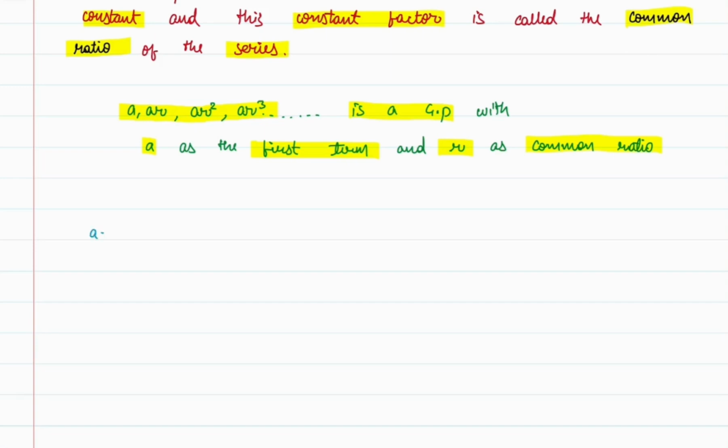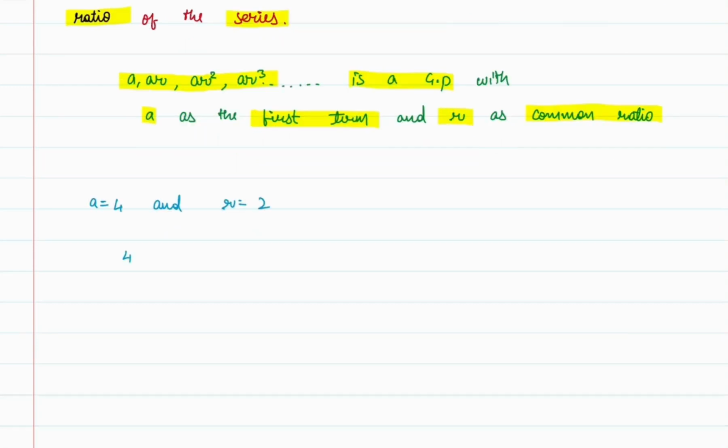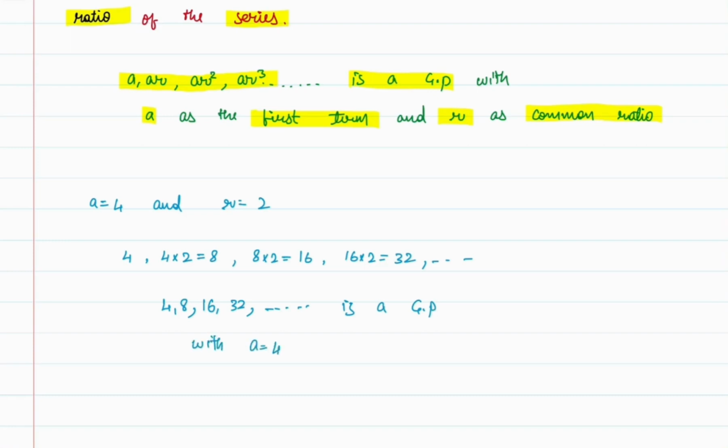Let's see an example by taking a equal to 4 and r equal to 2. Then the first term will be 4 and the second term will be 4 into the common ratio 2, which is 4 into 2 is 8. The third term will be 8 into 2, which is 16. The fourth term will be 16 into 2, which is 32, and so on. So when we write these terms, it will be 4, 8, 16, 32, and so on. So we can say that this sequence is a GP with the first term equal to 4 and the common ratio r equal to 2.